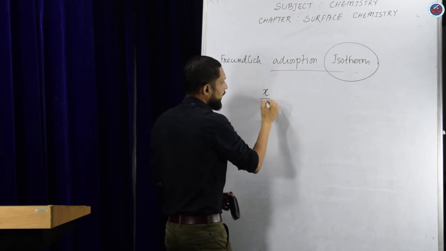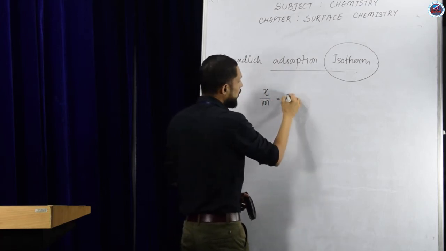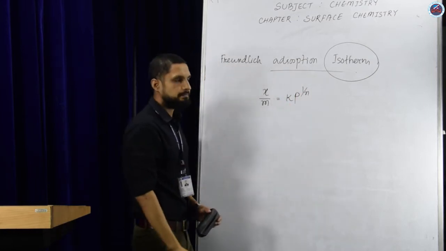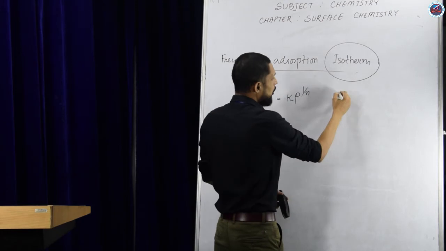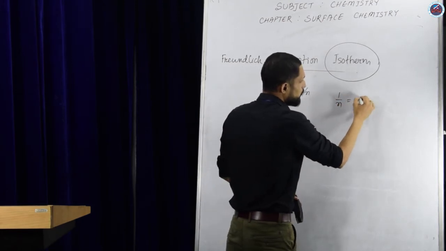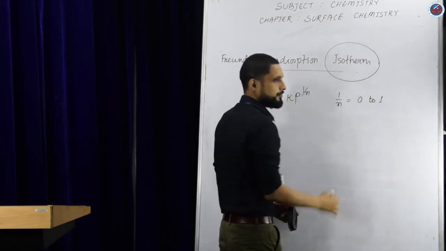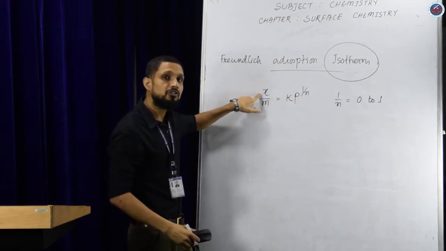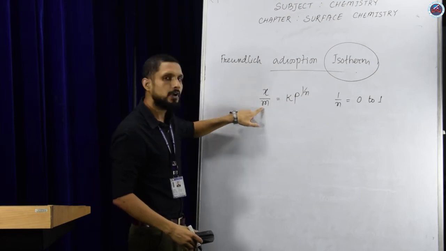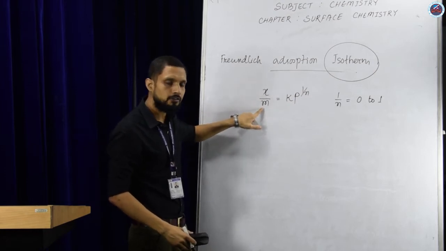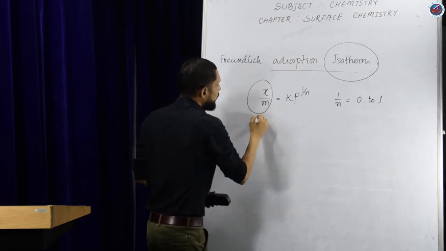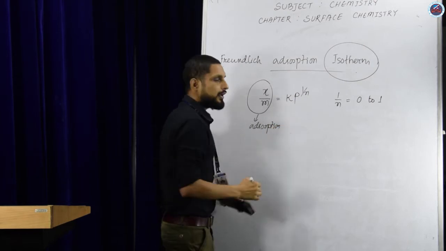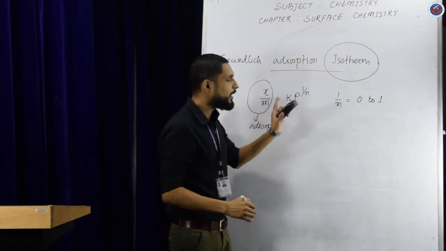x by m is equal to k P to the power 1 by n, where the value of 1 by n ranges between 0 to 1. x is the mass of adsorbate, m is the mass of adsorbent, and x by m represents adsorption. k is a constant, P is the pressure.